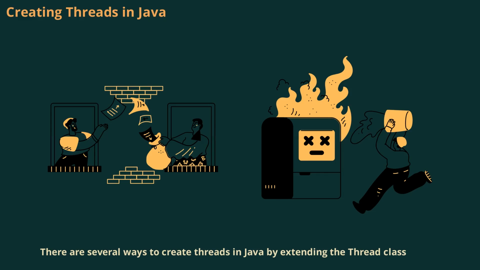There are several ways to create threads in Java: by extending the Thread class, implementing the Runnable interface, or using Callable with ExecutorService. Prefer Runnable or Callable for flexibility, as it allows your class to inherit from other classes and supports advanced concurrency features.